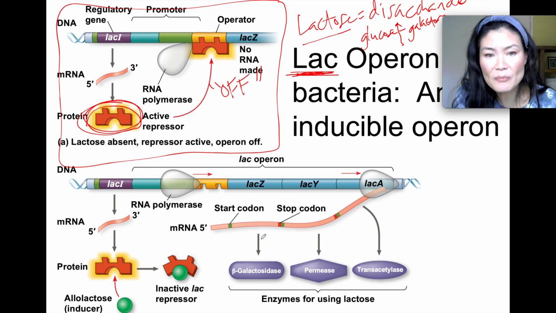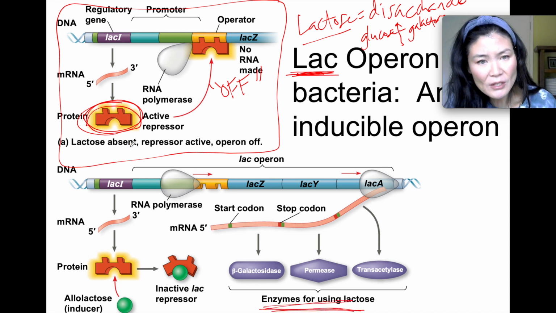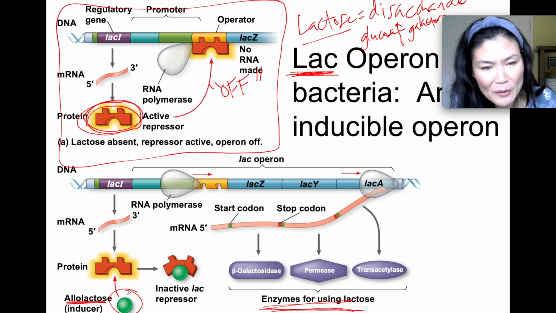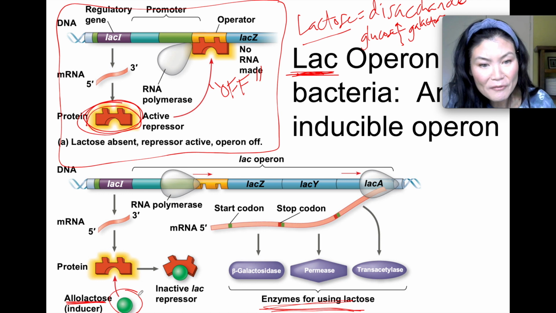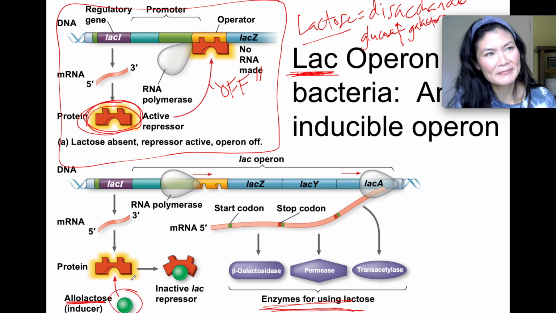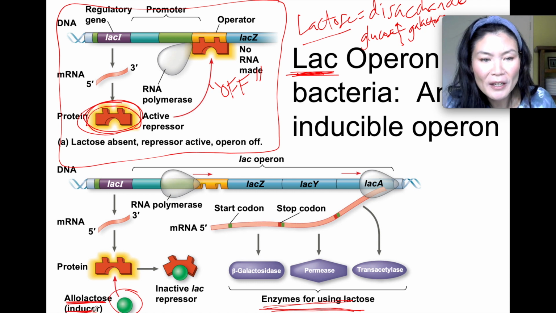So let's go ahead and start making these enzymes that are going to be used for breaking down lactose. What's going to happen is that lactose, or in this diagram it's called allolactose, which is a version of lactose, is an inducer.